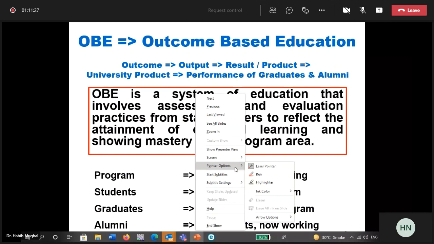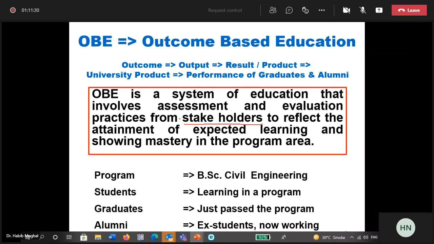Number one is the faculty, the stakeholder. Second, you yourself, students, you are a stakeholder. Third, your parents, they are stakeholders. Fourth, the technical staff in the department, that is a stakeholder. And the fifth is the employer who will give you employment, a major stakeholder. And the alumni jo isi idare se padhi hui hai aur ab kaam kar rahi hai, that is also a stakeholder.